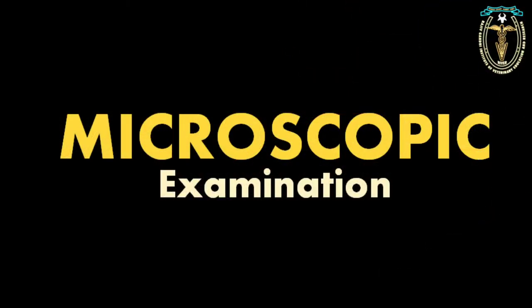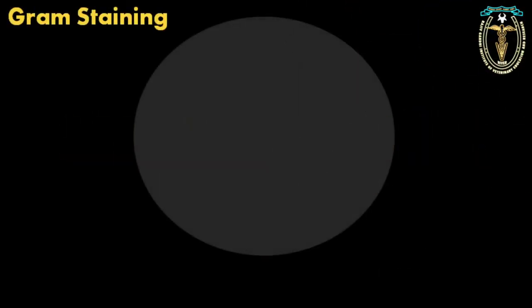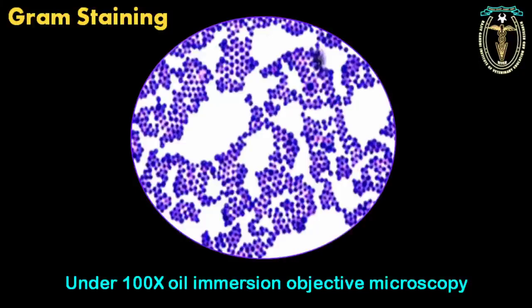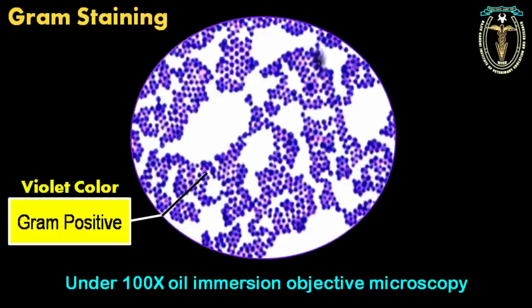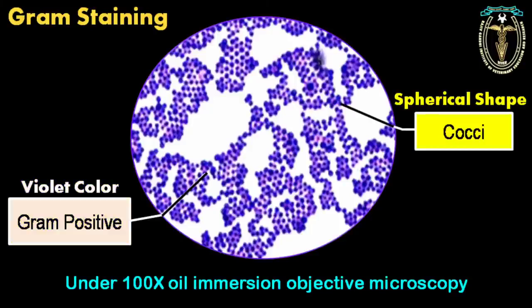On microscopic examination, if you are observing these type of microscopic features based on coloring property, since the microorganisms here are stained violet color, they are gram-positive organisms. Then, here the organisms are spherical shape.